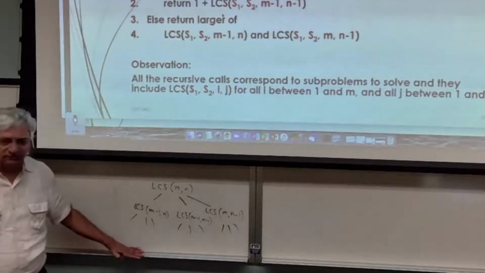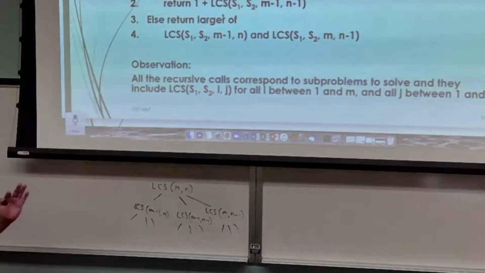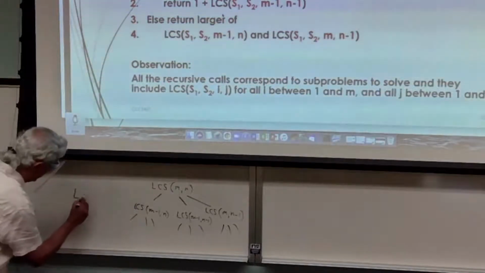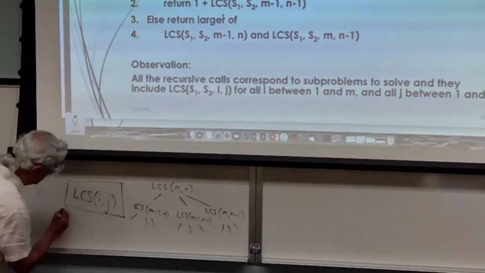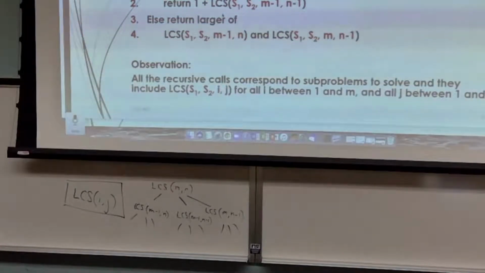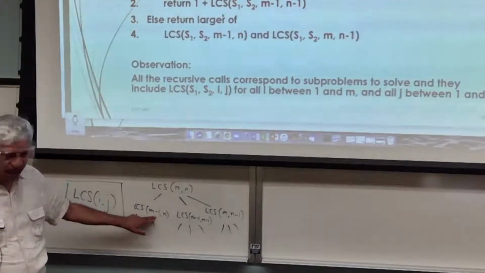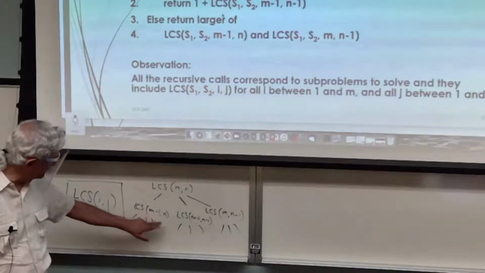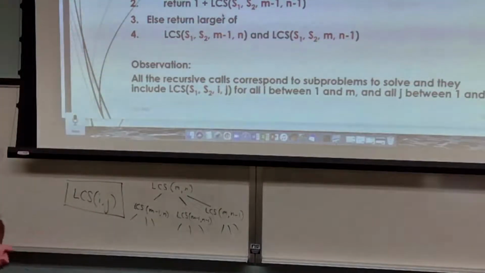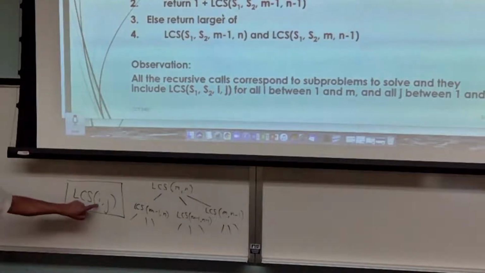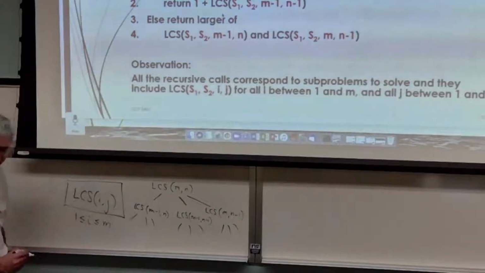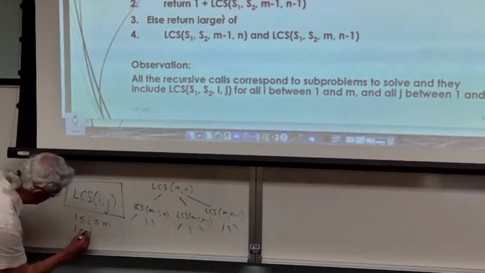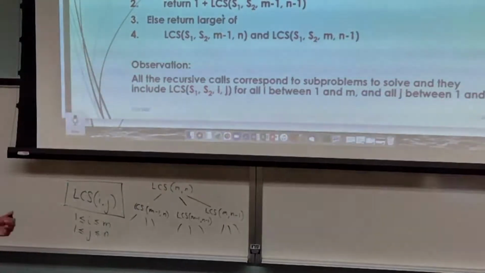If I look at all of these, they all have a common theme. And the common theme is that they all look like this. They all look like LCS of i comma j, where i is whatever the first argument here, and j is the second argument here. And this is going to be true for every possible value of i in the range of 1 through m, and every value of j between 1 and n. This is what we know.